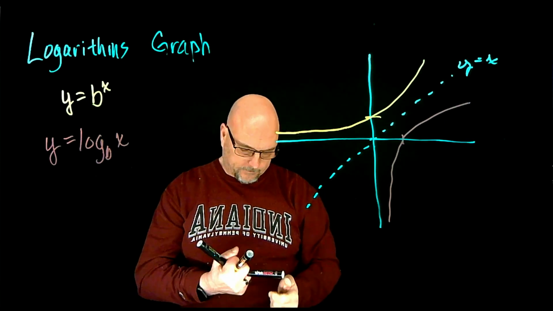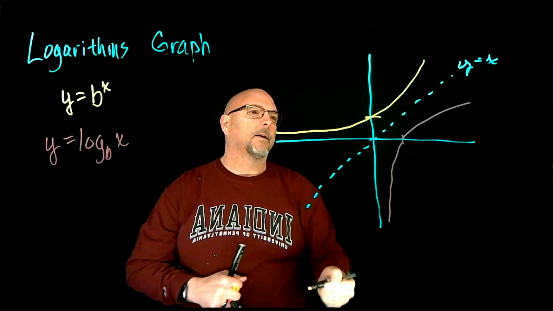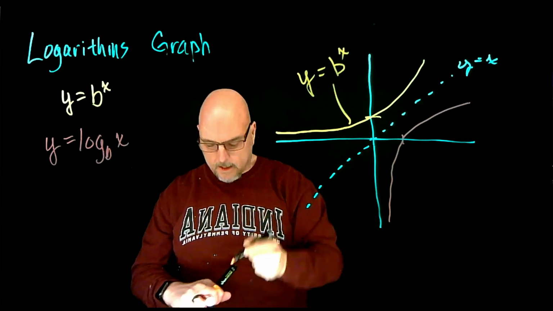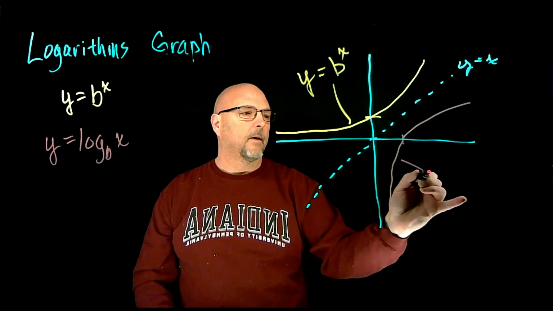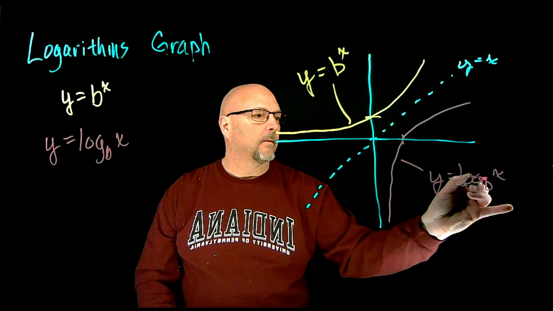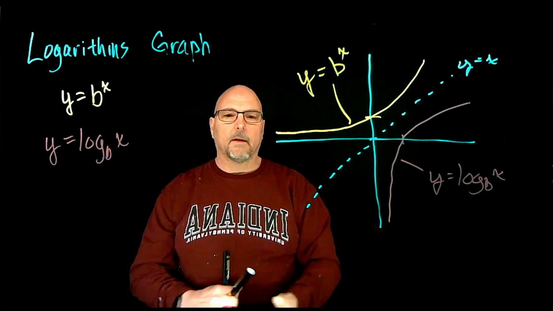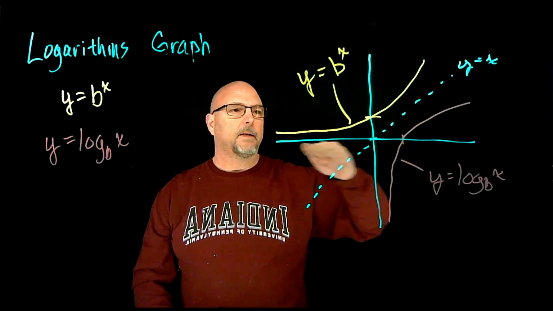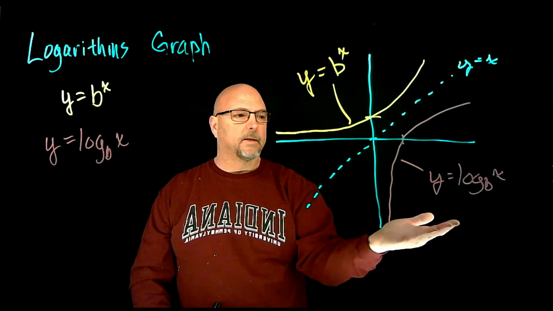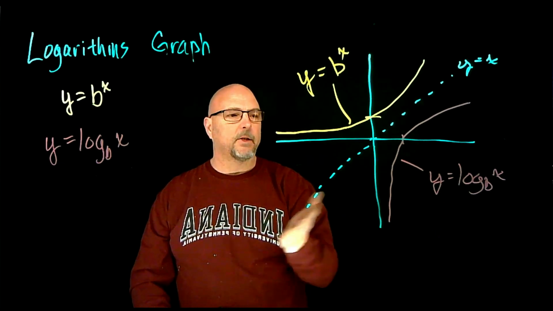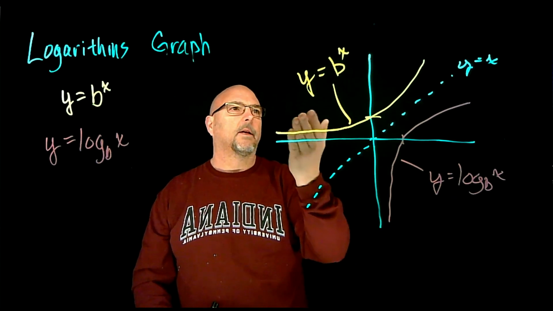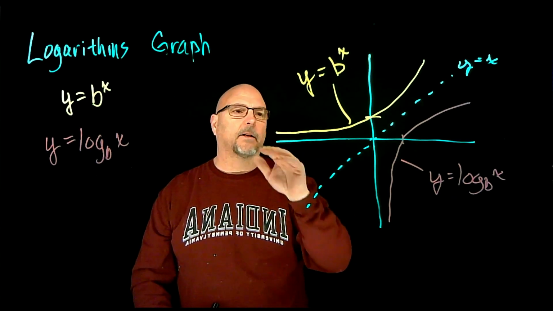So the parent function, let's see, get my correct color here. This is y equals b to the x, and that would make this down here be y equals log base b of x. Better be. So when we look at these, we end up saying this one is going to undo this one, because we know one of the characteristics of inverse functions is that their graphs form a kind of mirror image of themselves over the line y equals x. So this is my logarithmic function, this is my exponential function.